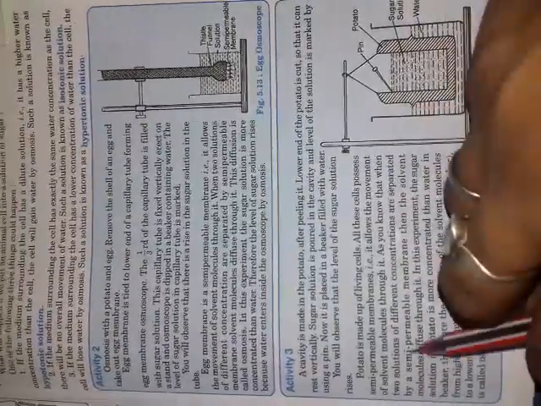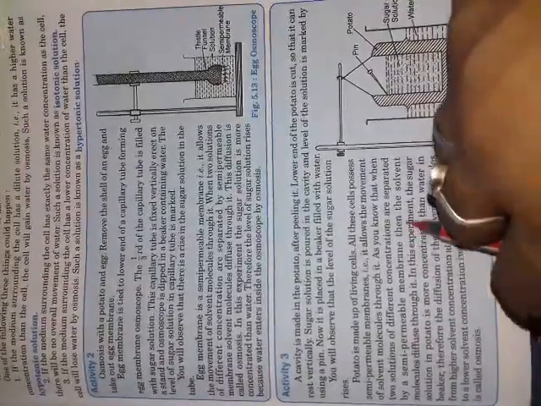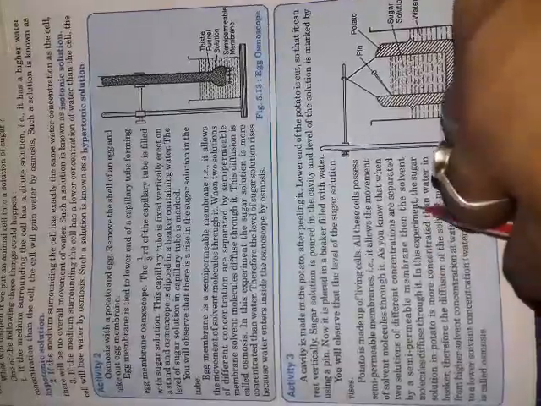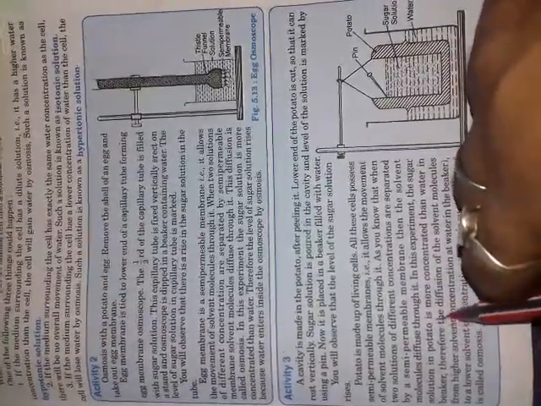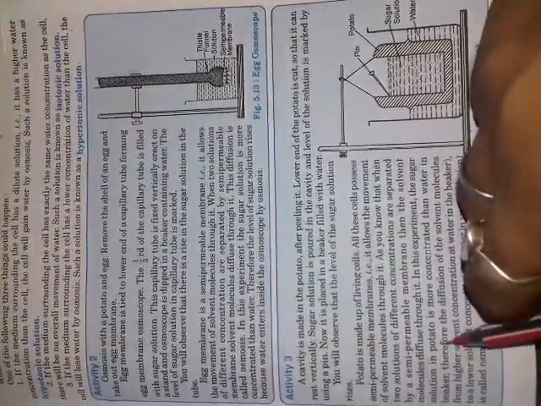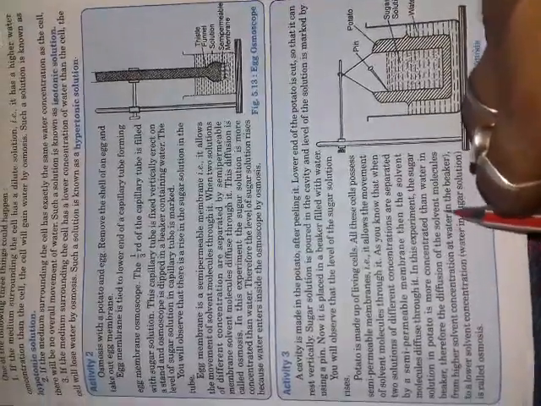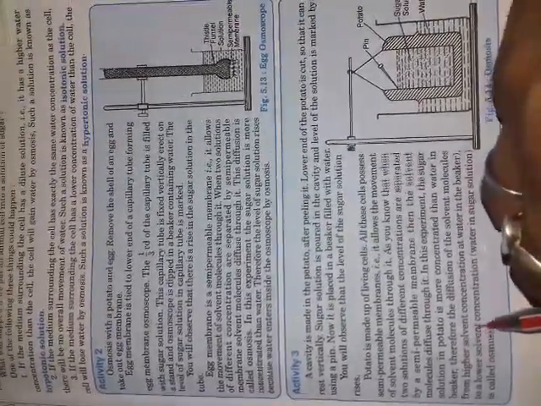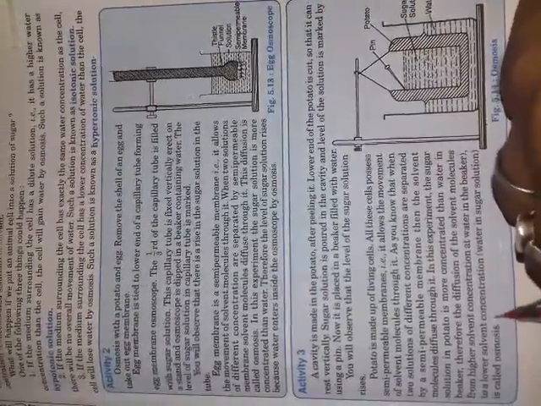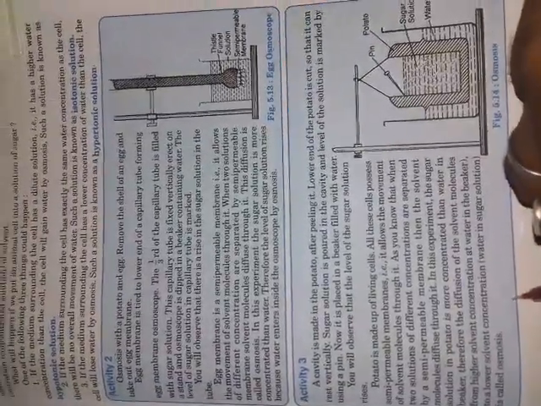As you know, when two solutions of different concentration are separated by a semi-permeable membrane, the solvent molecules diffuse through it. In this experiment the sugar solution in the potato is more concentrated than the water in the beaker. Therefore, the diffusion of the solvent molecules from the higher solvent concentration, that is the water in the beaker, to the lower solvent concentration, that is the water in the sugar solution, is known as osmosis.